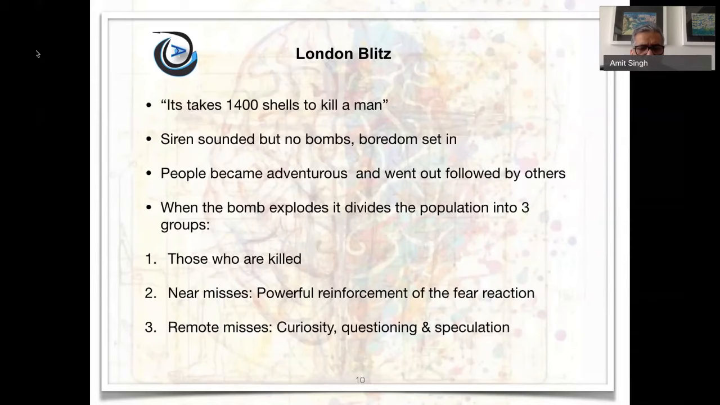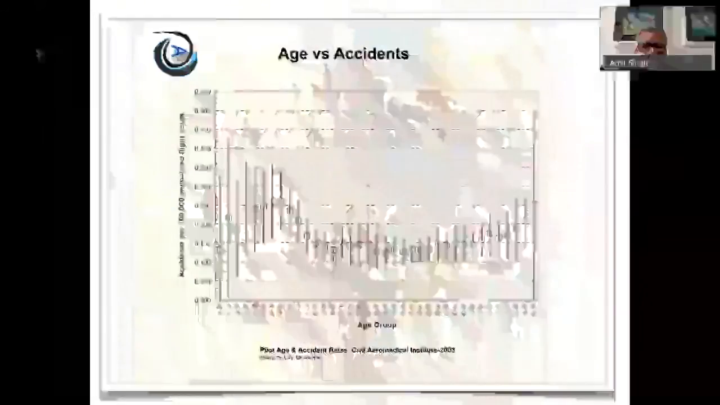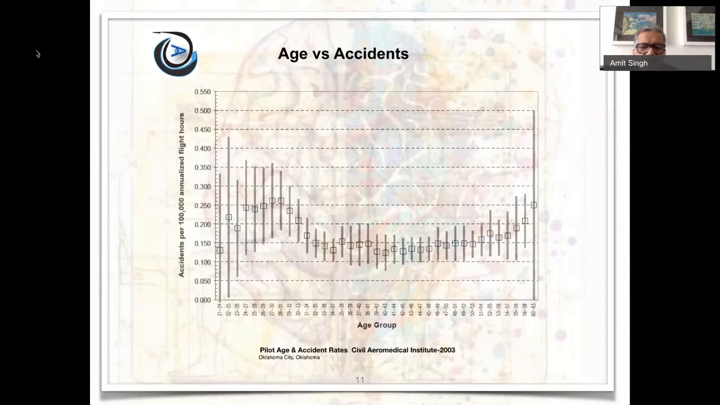Third was remote misses. These people were in fact excited whenever the sirens went off because they were on the remote periphery. Curiosity was generated, started questioning and speculation. It was the opposite reaction of those who developed fear. A study from the Civil Aeromedical Institute in Oklahoma correlates age versus accidents.